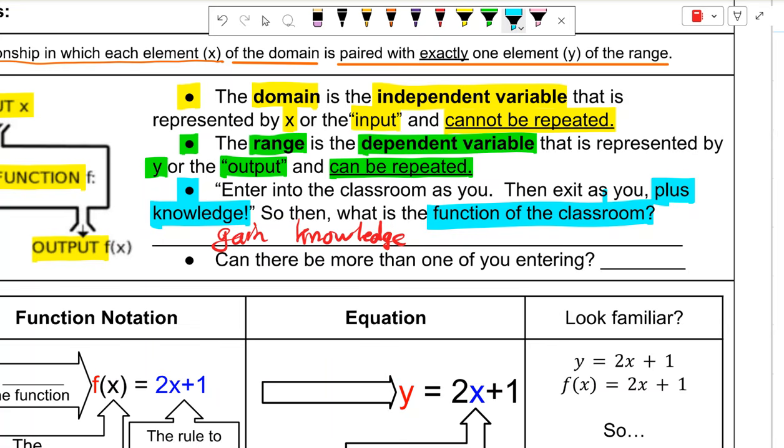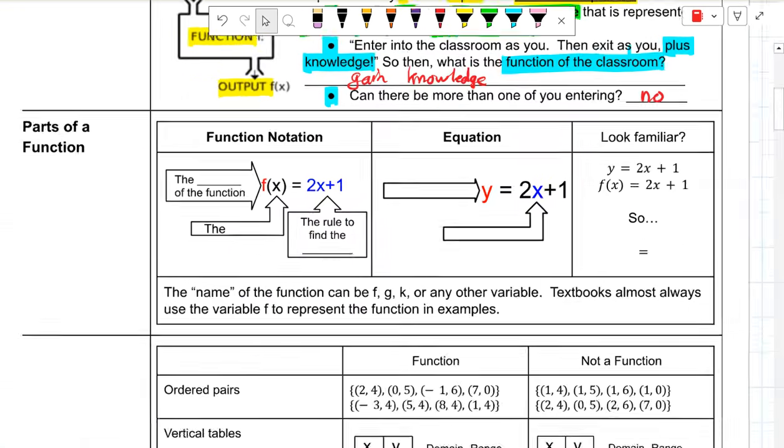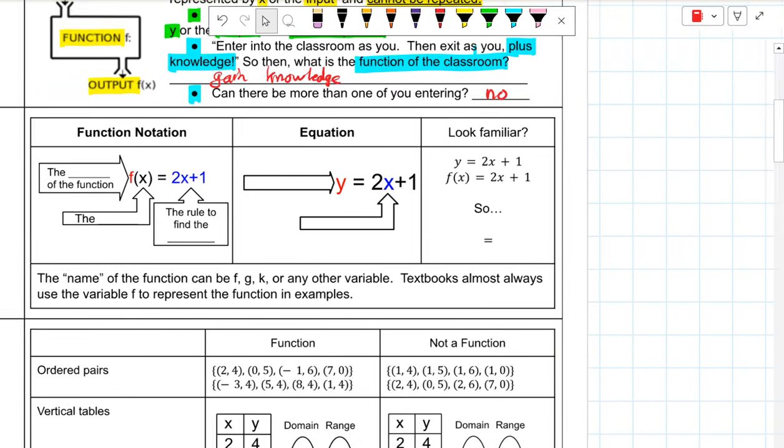And the last bullet point says, can there be more than one of you entering? Absolutely not. You are the only you. Even if you had a twin or a triplet, or you had 8 people that look just like you, you are the only you. So therefore, there is only one x, only one independent, and you are an independent. All right, let's get back down into the lesson here.